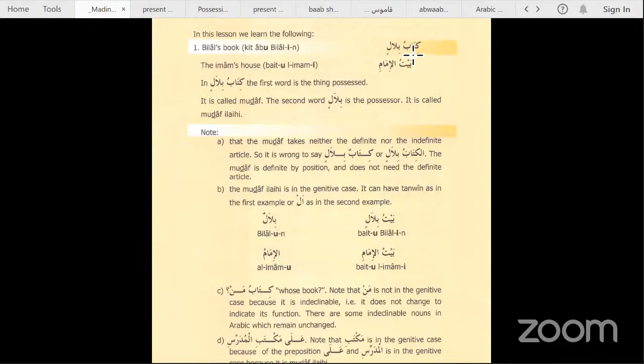However, remember this point. This book doesn't mention this, but I'm going to mention it now so that you remember. Write this point down. The mudaf itself can come with a fatha, kasra, or dhamma, depending upon where it's located. For example, if it was located after a verb, what's the verb to read? Does anyone remember from that sheet?